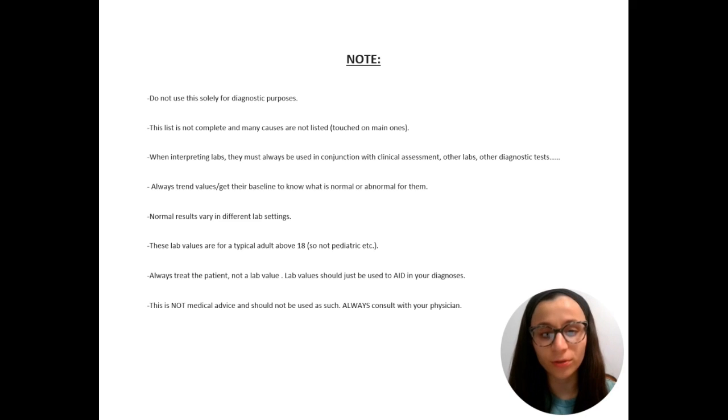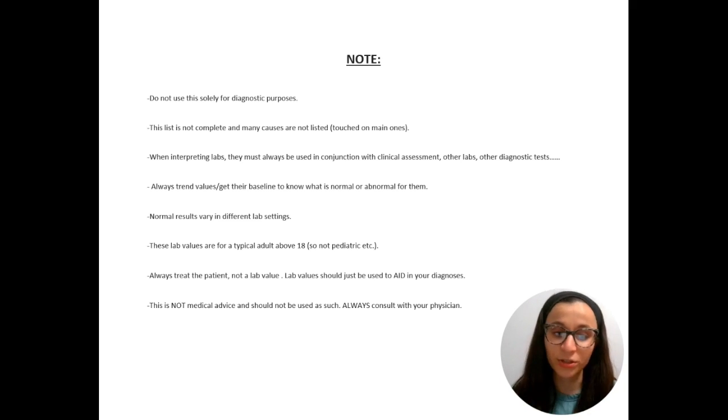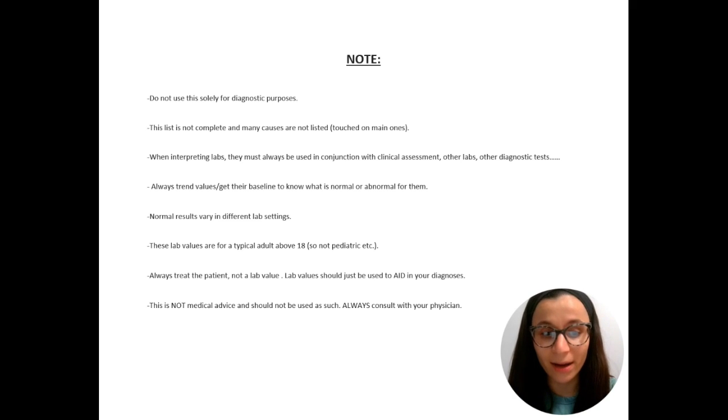Do not use this solely for diagnostic purposes. This is not a complete list and many causes are not listed. You always have to look at the patient when you're interpreting labs. You always have to use your clinical assessment, your clinical judgment, other labs, and other diagnostic tests, and make a full picture. You can't just go based on a lab.